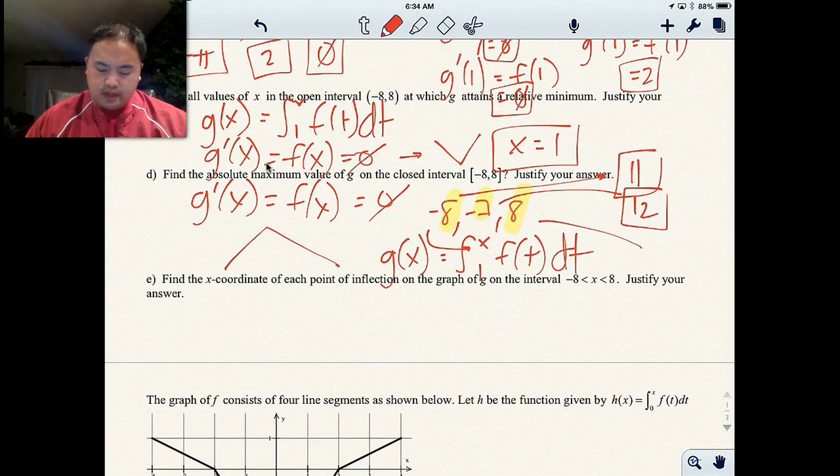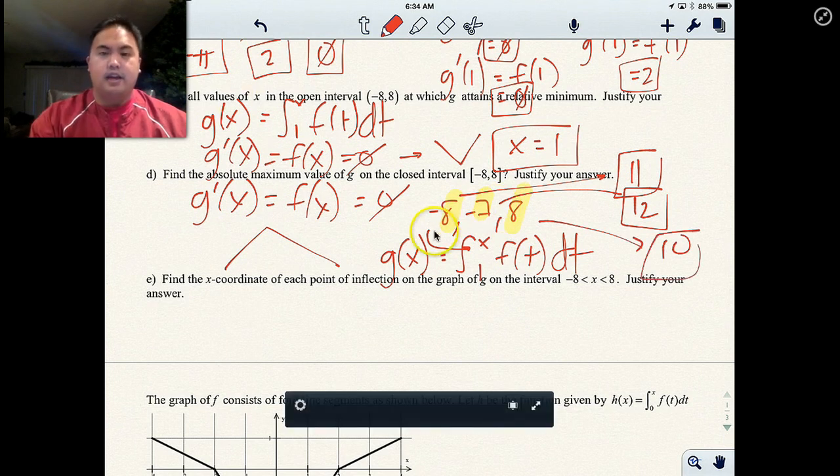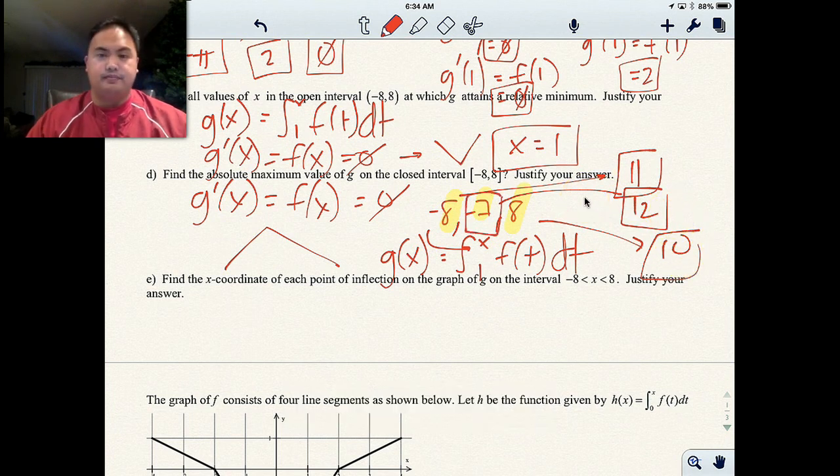So if I plug in negative 8, I get 11. Plug in negative 7, I get 12. I plug in 8, I get 10. My absolute maximum has to be negative 7.